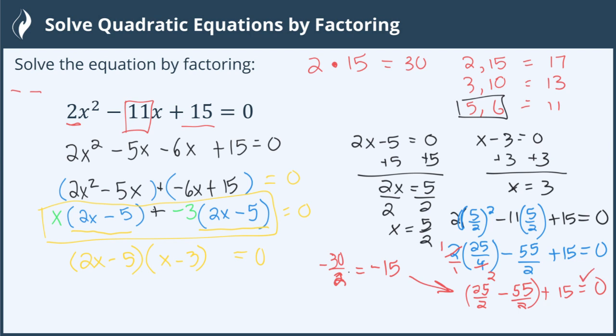To check, you would do the same exact thing for the 3. I'm going to do that one up here on top. So we're going to have 2 times 3 squared minus 11 times 3 plus 15 equals 0. Okay, I'm going to put this in here because I'm working across. So this is 2 times 9. 2 times 9 is 18 minus 11 times 3. 11 times 3 is 33 plus 15. And is that equal to 0? Yes, it does when you work it through.